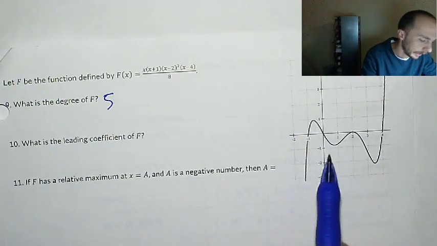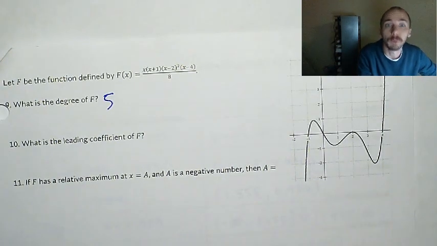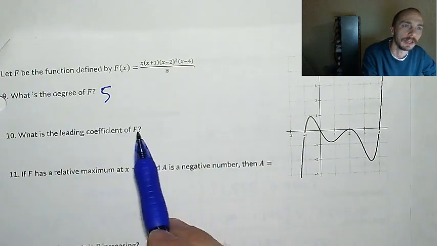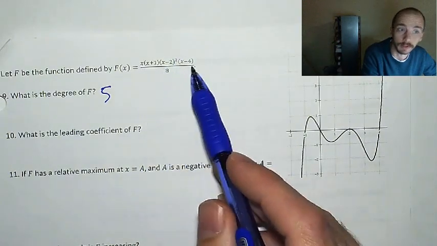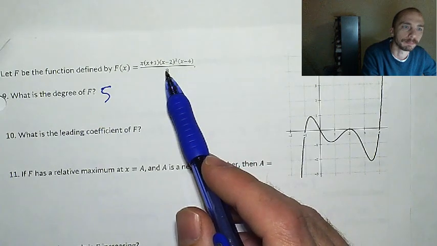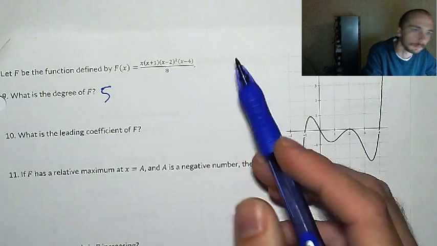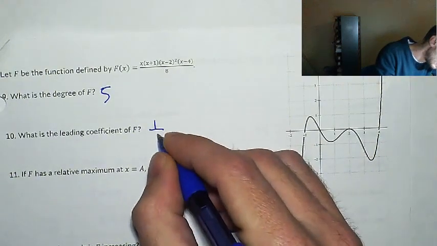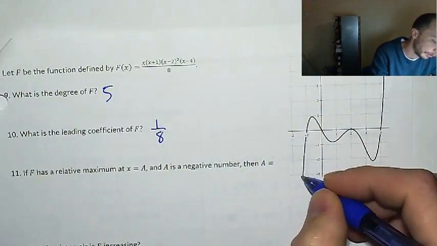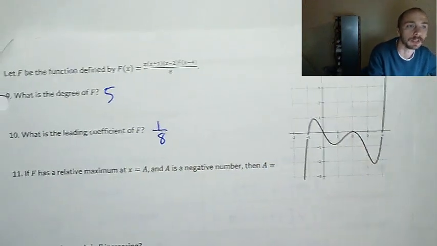If we were degree 3 and we had 4 turning points, or we thought it was degree 4 and we had 4 turning points, that would be a bad sign. Okay, the leading coefficient of f would be, if I was to expand this all out, which I'm not going to, it's going to be 1/8 because of that division by 8. But it does make sense. I see an odd degree polynomial with positive leading coefficient based on the end behaviors here.